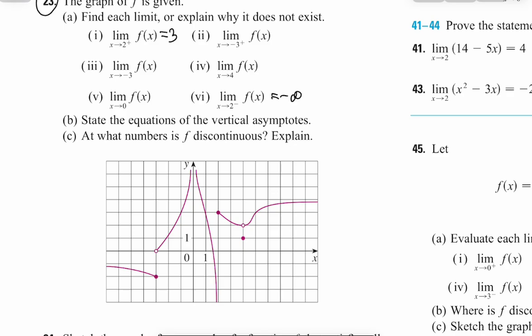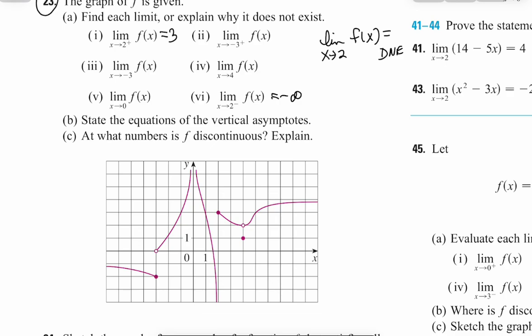So if they said without any notation, they just said what is the limit at 2, we would say it does not exist because of the fact one side's one thing, one side's another, they don't match up. Okay. Now let's do the -3 stuff.